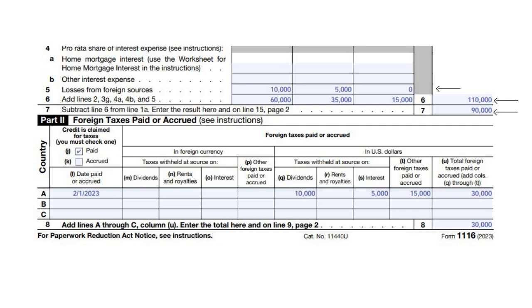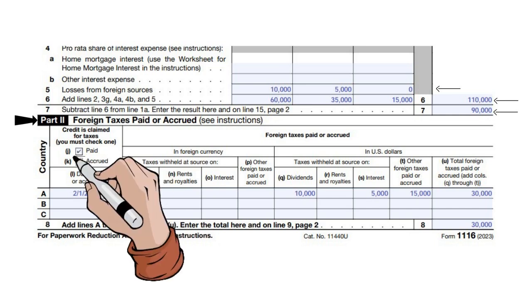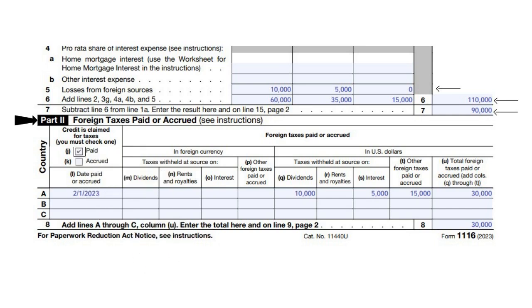So that's Part 1. In Part 2, you have foreign taxes paid or accrued. Here you check in column J that it was paid, and you put the date paid or accrued. You put the dates, the dividends, the interest and other foreign taxes, and the total amounts. Here we have 30 grand.